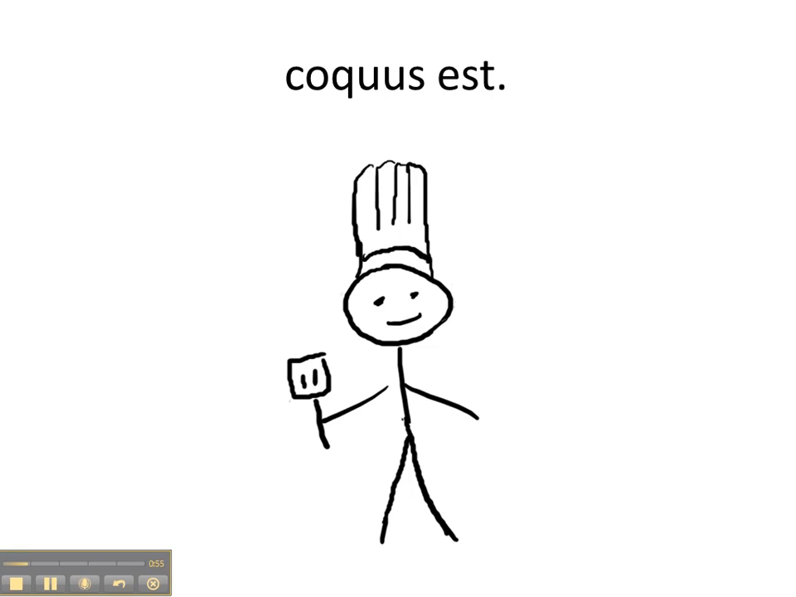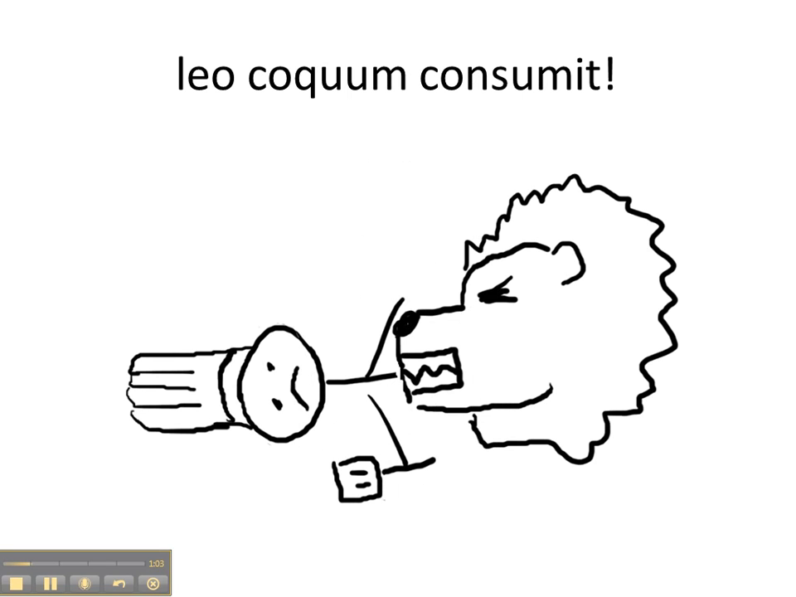You've got coquus est. We have the cook, and the cook is the subject. He is a cook. Leo coquum consumit. Now the lion is eating the cook. The cook is receiving the action of being eaten. The action is happening to him. Because the action is happening to him, he is the direct object.